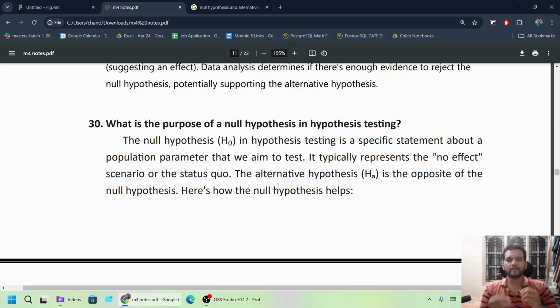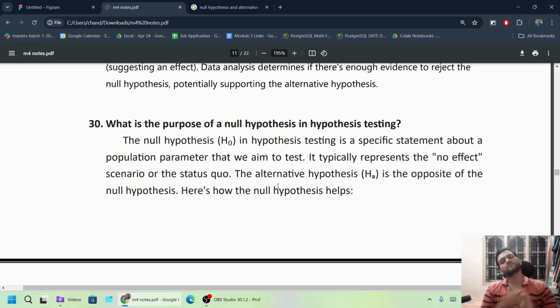It will typically represent no effect. The null hypothesis typically represents that no effect is happening. What are the tests we will do? There is no effect happening in this scenario. The alternative hypothesis is the opposite of the null hypothesis.